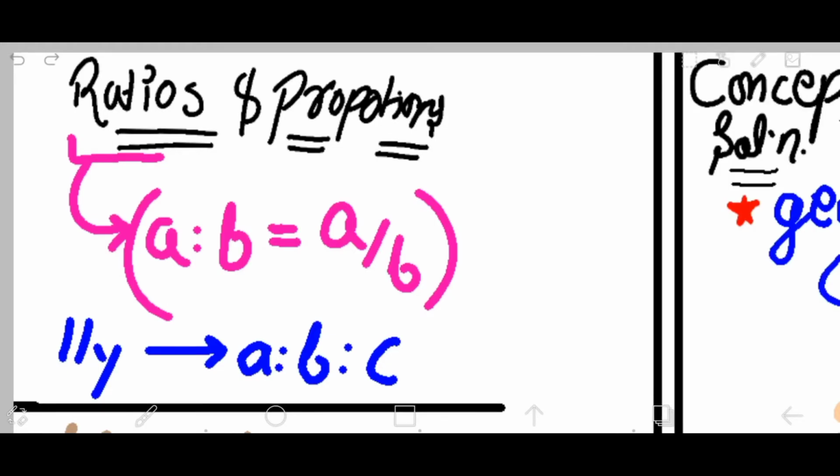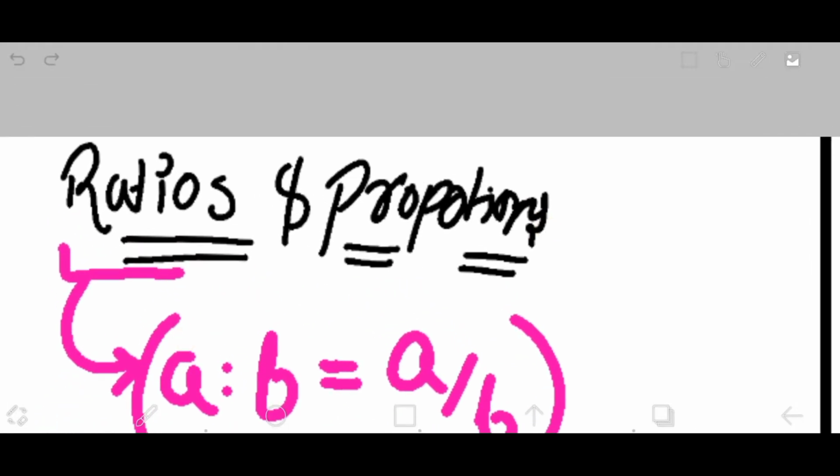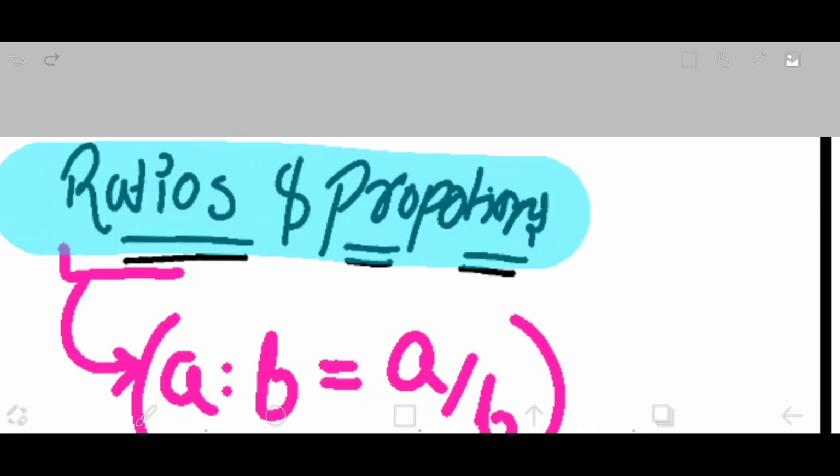Hello everyone, as you can see, today we are starting with the revision of ratios and proportion. We will continue with that today. You can find out for yourself which topics are important or not, as various videos are available on this platform where you can get to know that.